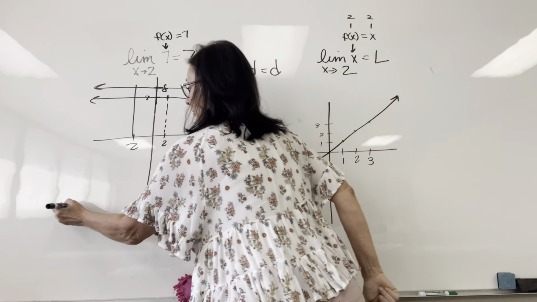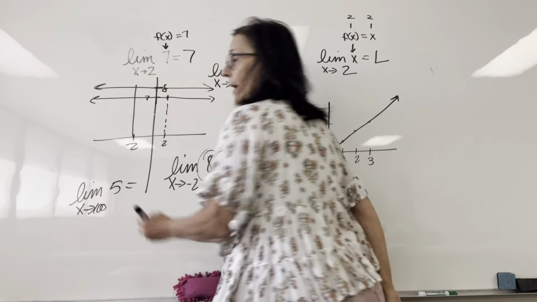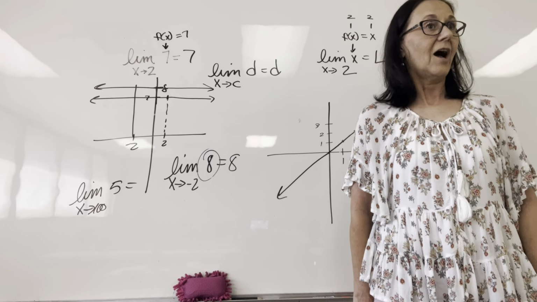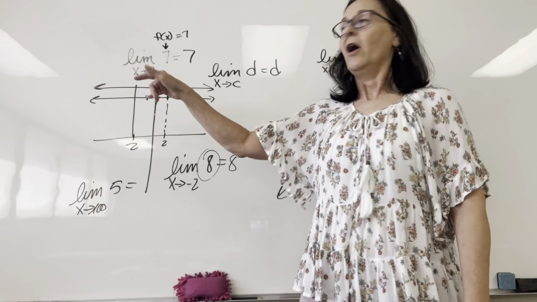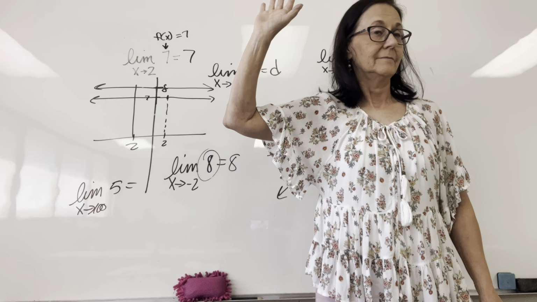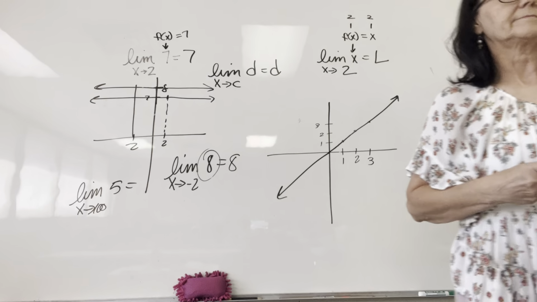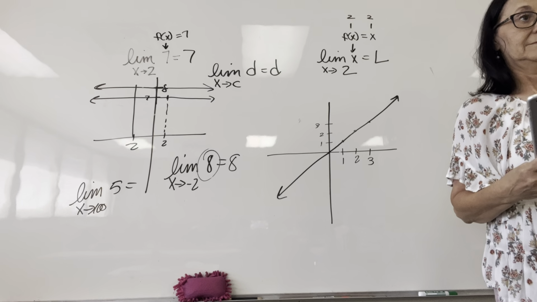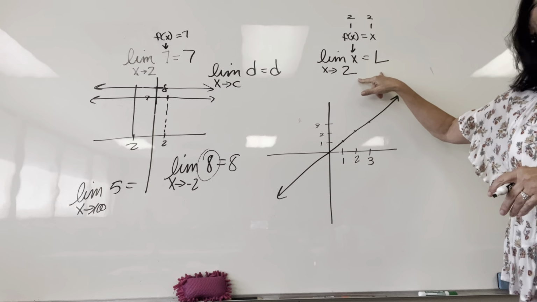So the limit of 5 as x approaches 100 is what? 5. It's 5. Got it? Okay. The limit of a constant, regardless of what it's approaching, is the constant. That's a rule. That is a property of limits. The limit of a constant is the constant.